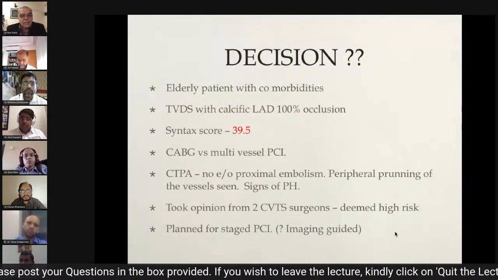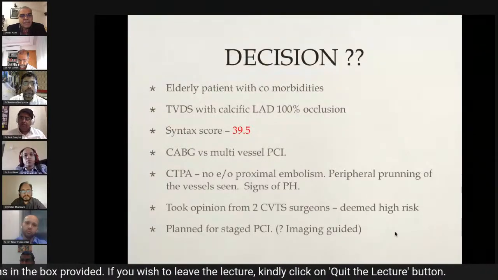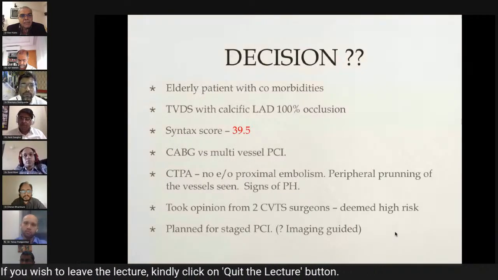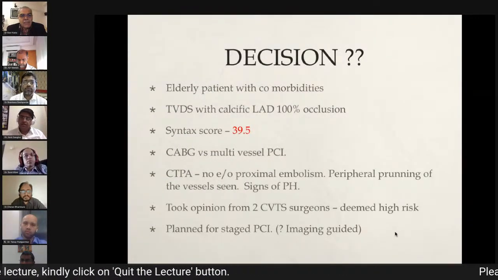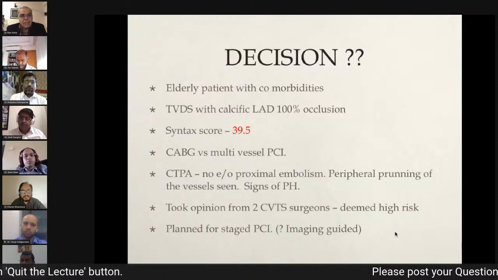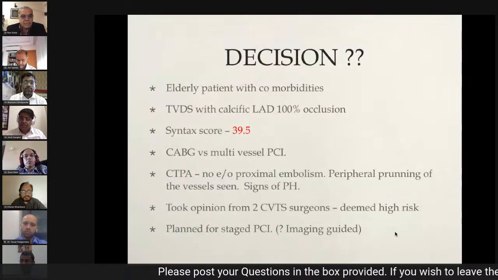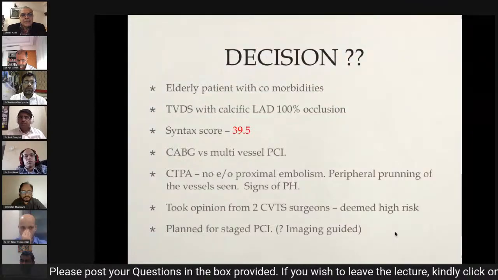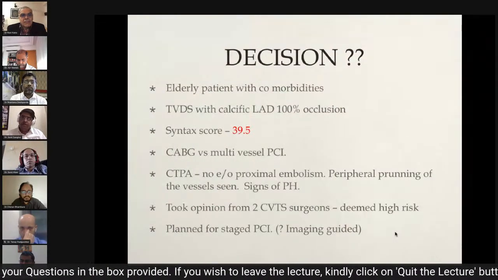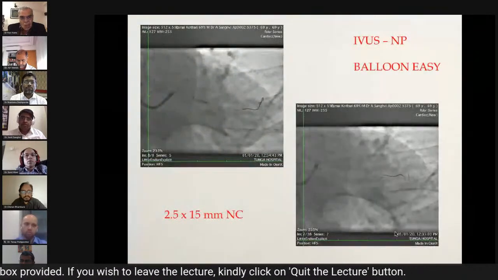And whether we should use imaging was another thing that we thought about. Because of the significant chunk of calcium in the LAD, maybe if we use imaging upfront, it might help us better. So we decided to try with an IVUS. We started with the left system in the first sitting, so we started with the circumflex.